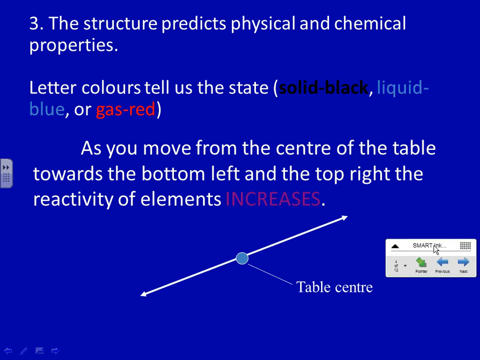Number 3. The structure, and we're talking the structure of the table, right? We're obviously talking about the periodic table. The structure predicts physical and chemical properties. So the location on the table can tell us the way it behaves.